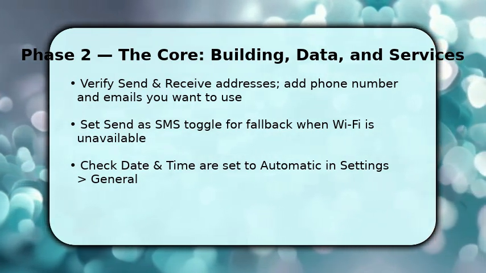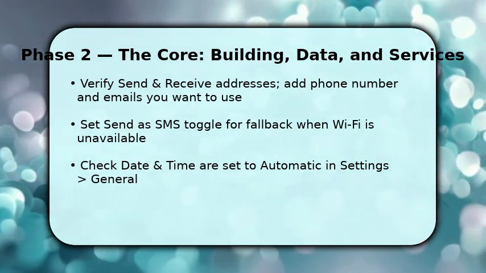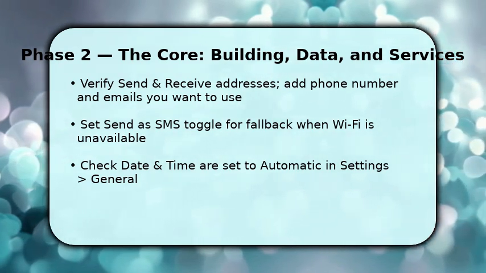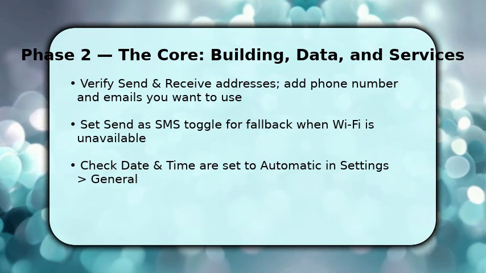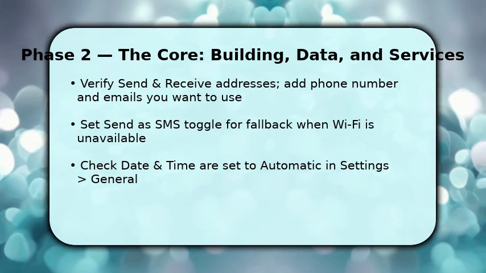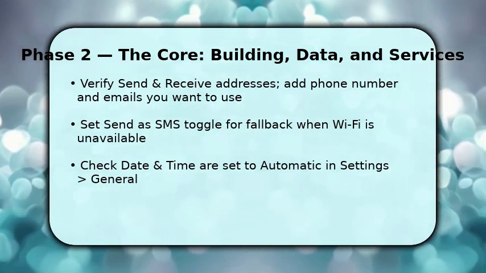Also check Settings, General, Date and Time, and set Automatic. Incorrect time can block activation. If group messaging or MMS content won't send, check cellular data is allowed. Then restart Messages. Once stable, test a message to confirm delivery.